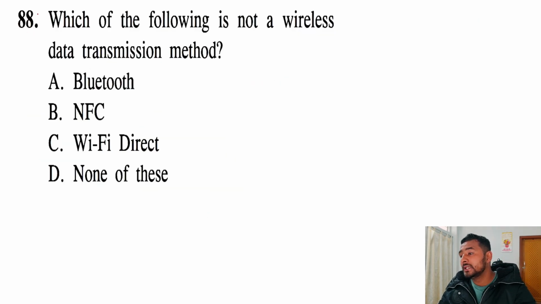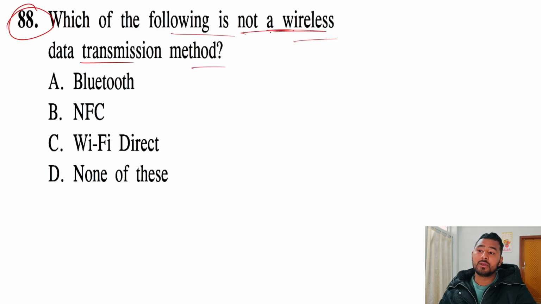That is question number 88. Which of the following is not a wireless data transmission method? Remember, not a wireless. If they would have asked wireless, it means which does not require wire, such as Bluetooth, NFC, Wi-Fi direct. But they are asking not a wireless, so there has to be a wire. But Bluetooth does not have a wire. So this will not be the correct answer.